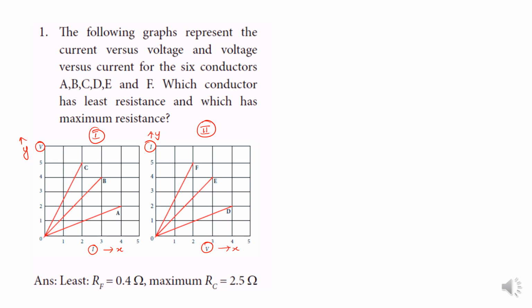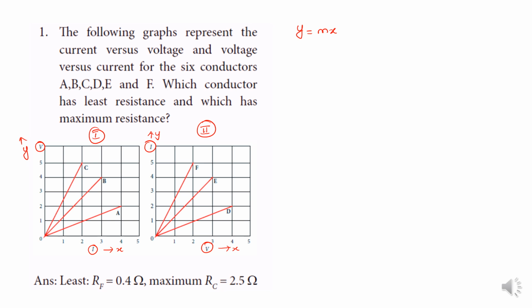So these red lines are the graphs between V and I or I and V for 6 different conductors A, B, C, D, E, F. All are straight lines and all these lines pass through the origin. So I can comfortably use the equation of a straight line, which is y is equal to mx. There is no plus c because there is no intercept. All these lines pass through the origin. Am I making it clear?